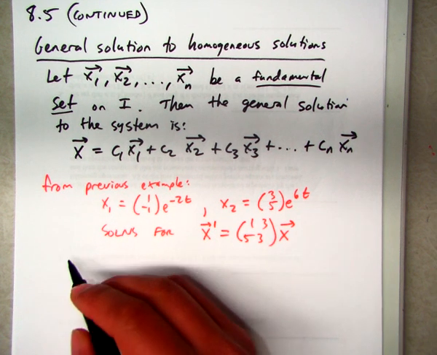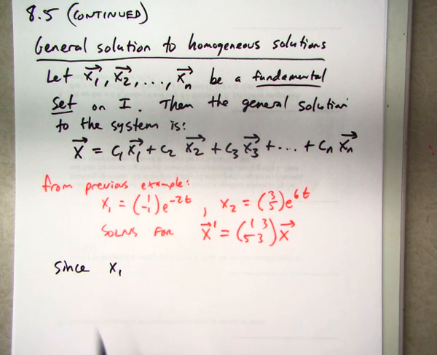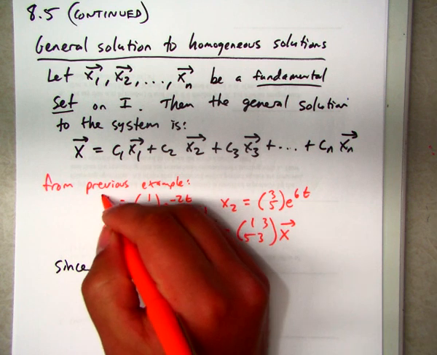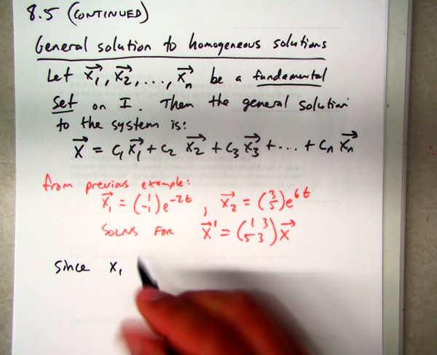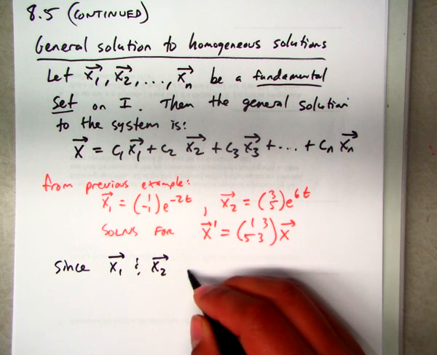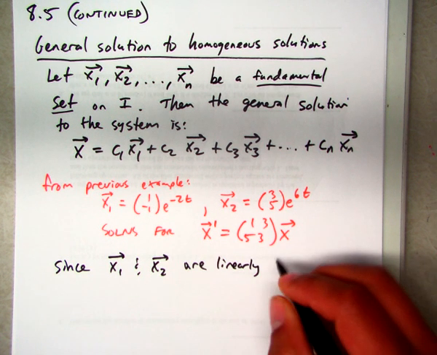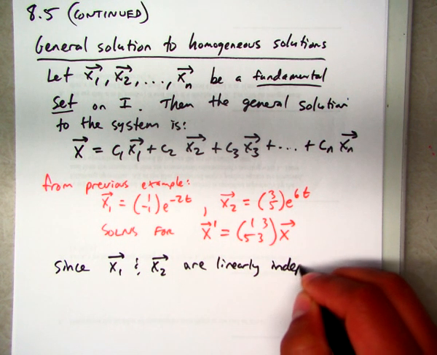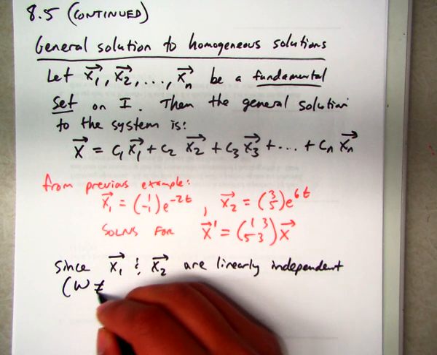So since x1, whoops, forgot my little vectors here. Since x1 and x2 are linearly independent, which we proved, I believe, at the end of class yesterday, using the Wronskian. The Wronskian was not equal to 0 for all t.